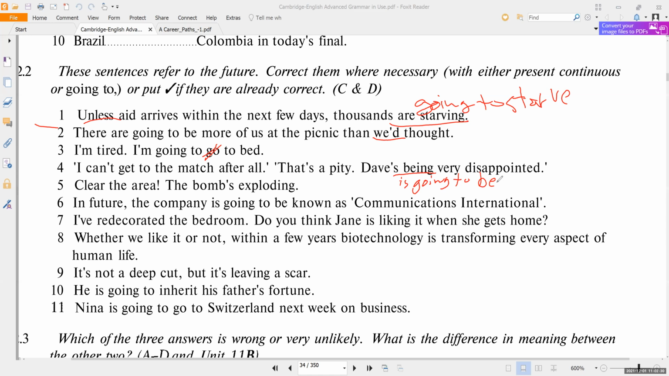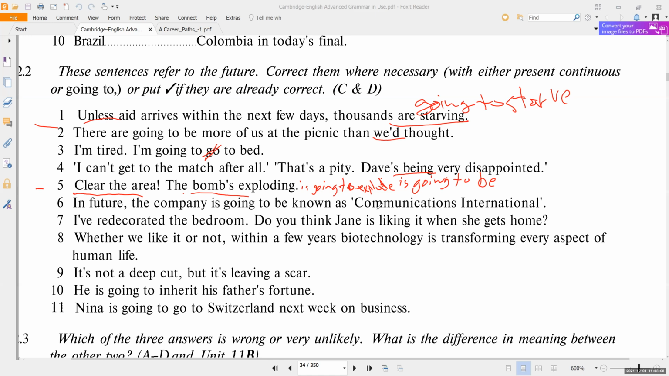Number 5. Clear the area. أخلوا المنطقة. The bomb is exploding. ستنفجر القنبلة. باعتبار شيء لن نتحكم به، فإذا هذا الدفاع المدني أو الشرطة. Clear the area. أخلوا المنطقة. The bomb is going to explode. إذا هنا ستنفجر القنبلة، إذا خارجة عن إرادتنا.